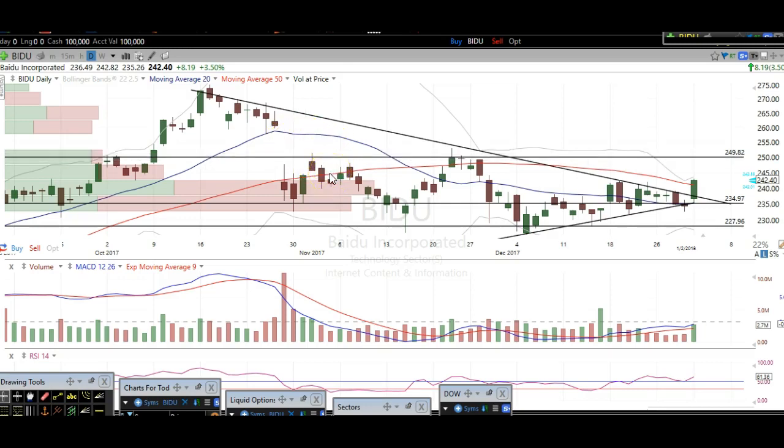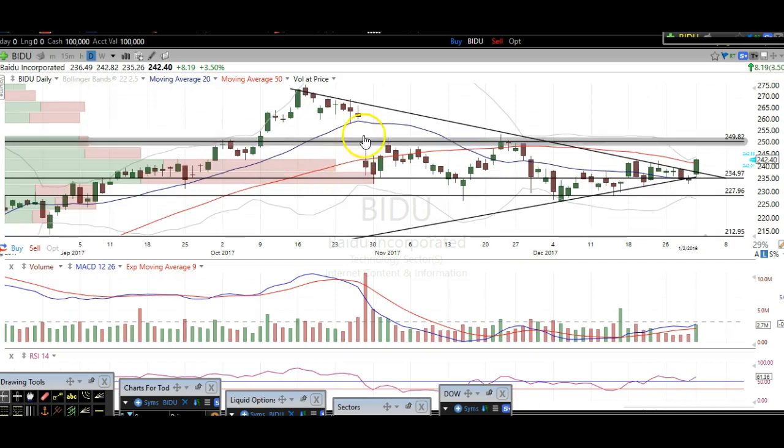Another thing I want to mention too is that we had this gap down last earnings, and we have earnings, by the way, coming up in a few weeks on the 25th, I believe, of January here for Baidu. And what I want to point out is that we had this big gap down here on big volume for Baidu, and you can see it didn't really go anywhere after gapping down.